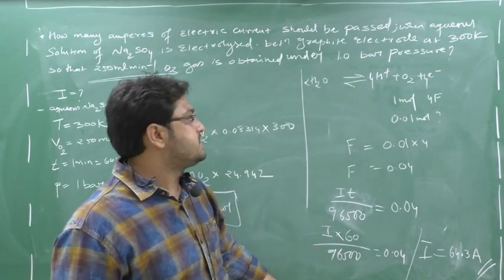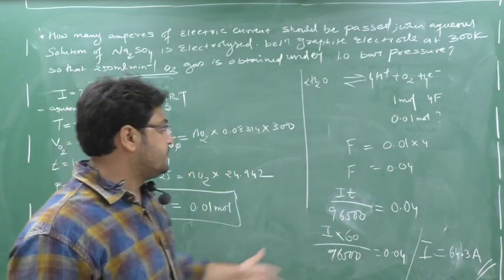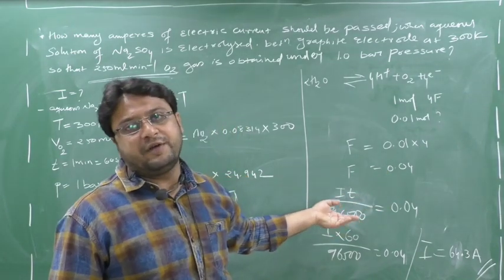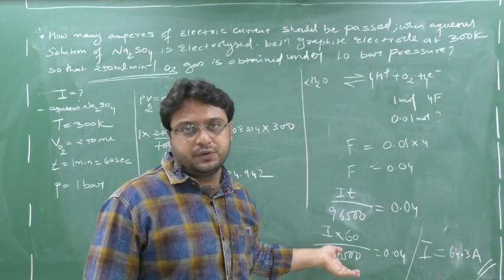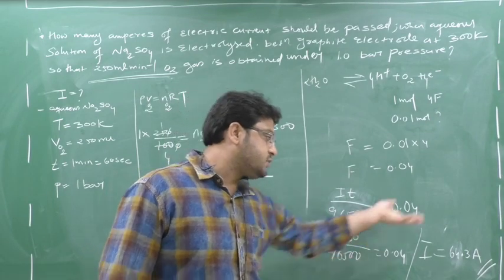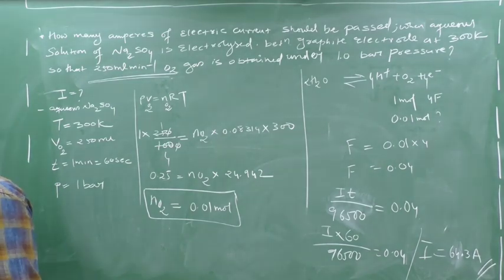When I balance the reaction, I get to know that I will get 4 Faraday per 1 mole. Actually, how many moles are used? 0.01 moles. So how much Faraday? 0.04. Now you know the Faraday value is IT by 96500. In that, T is given, and 96500 is a constant. We need the current. So we got 64.33 ampere. In this way we have to solve the problem.